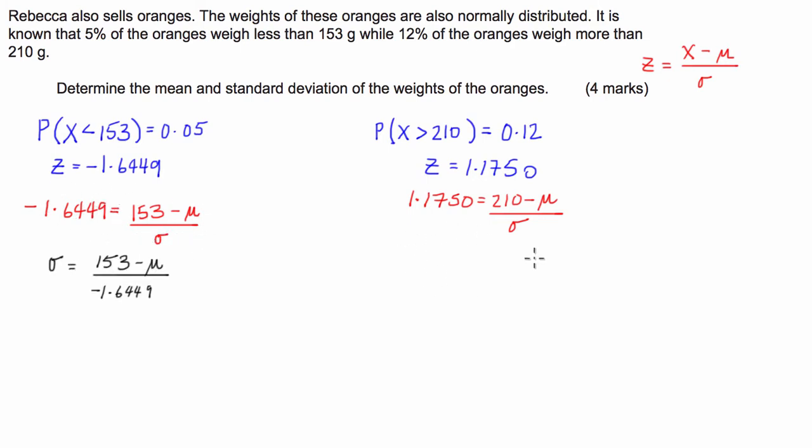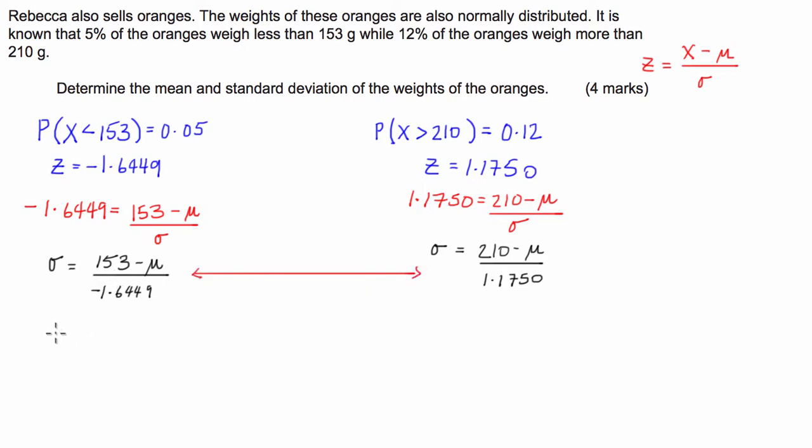And the same with this one, I'm going to move the standard deviation to the left, and I'm going to move the z-score into the denominator. Cool. Now what we can do is, because both of these are in terms of the standard deviation, I can make them equal to each other. So I'm going to get both of these and join them together.